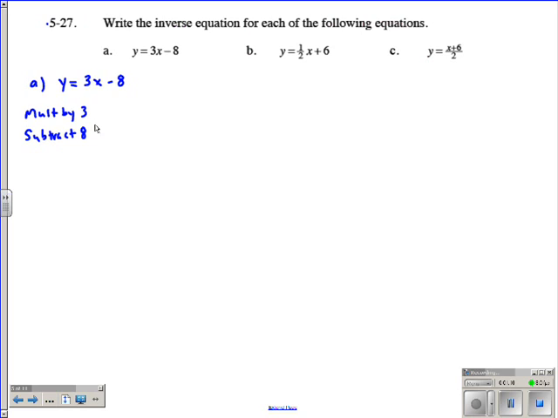So in going backwards, we want to think about, well, the last thing we would have done there was subtract 8. So the first thing we would do would be to add 8. So we start at the end and we work our way back to the beginning. Just like you're solving the equation, you'd add 8 to each side there. Then the inverse operation for multiplying by 3 would be dividing by 3.